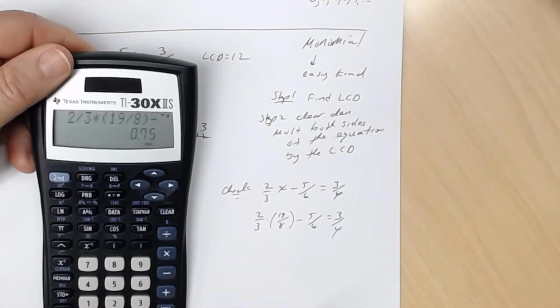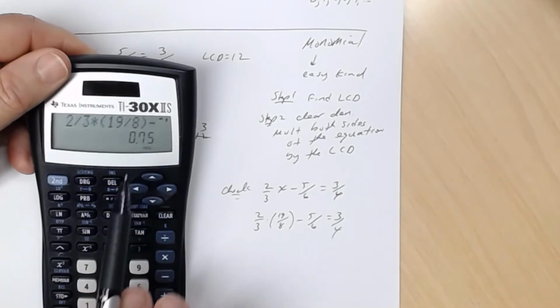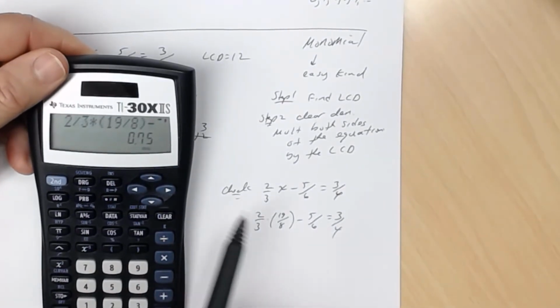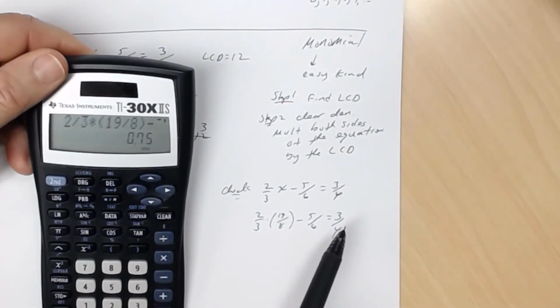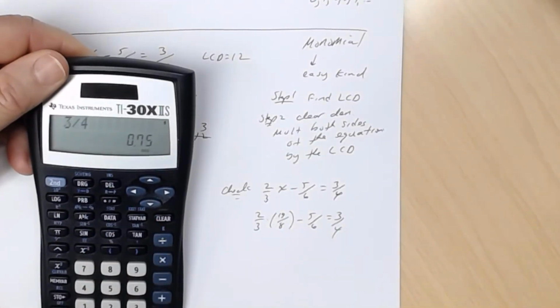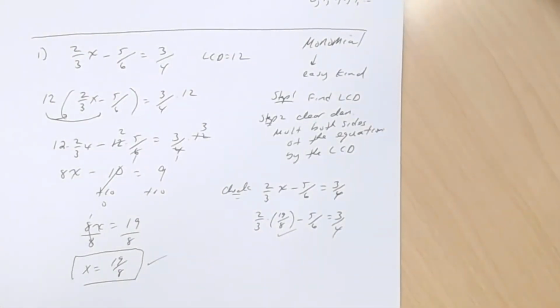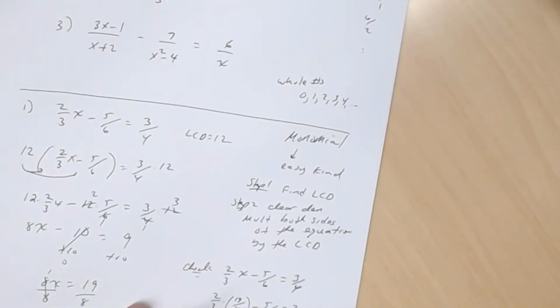Press equal. And what do you remember about 0.75? 75 hundredths. That is 3/4. And if you didn't know that, then ask yourself, what is 3 divided by 4? 3 divided by 4 equals 0.75. All right, so this is our solution. So that was number 1. Let's look at number 2.